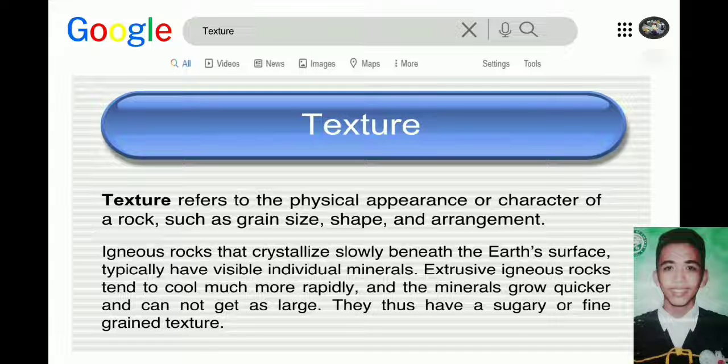My topic is about texture of rocks, sedimentary rock, and types of sedimentary rocks.